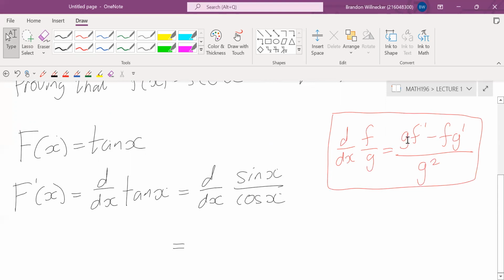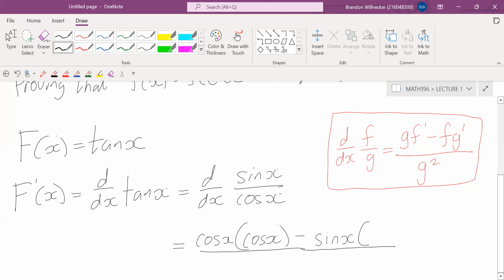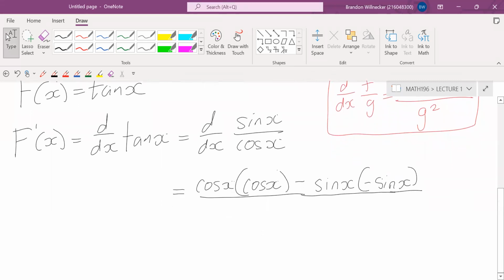So firstly, g, that's the bottom function, so that's going to be cos. So we're going to have cos x times f prime, that's the derivative of the top. The derivative of sine is cosine, so we have cosine x, minus, at the top here, we've got f, that's going to be sine. And then g prime, the derivative of cos is going to be minus sine. All divided by g squared. In this case, g is cos of x. So that's going to be cos squared of x.